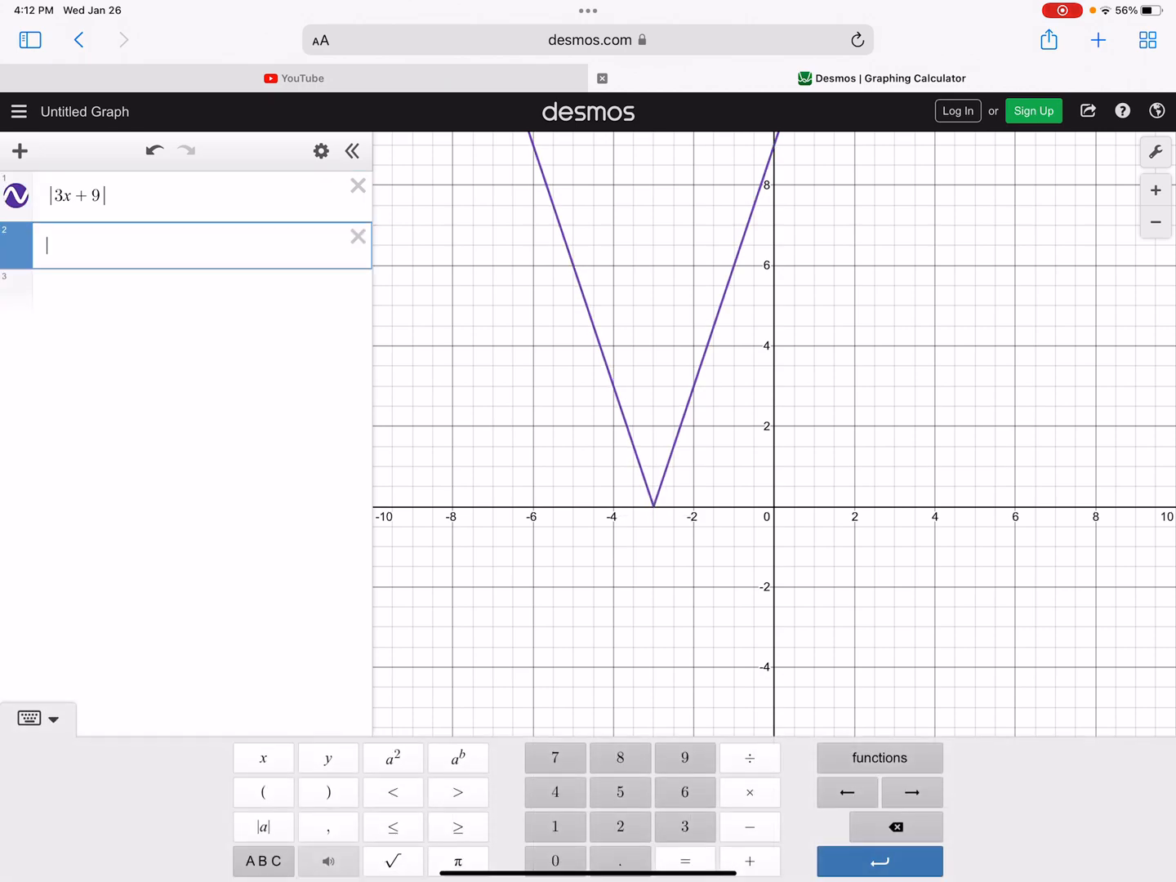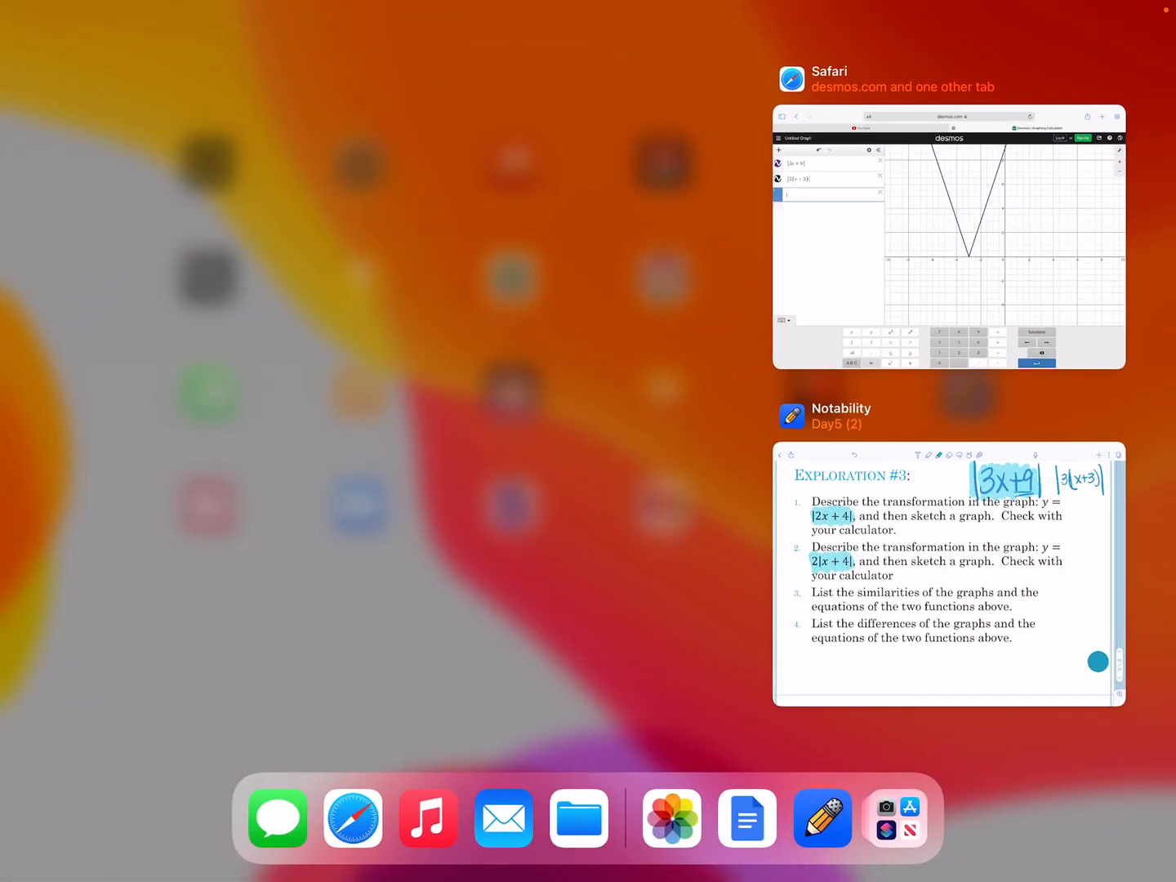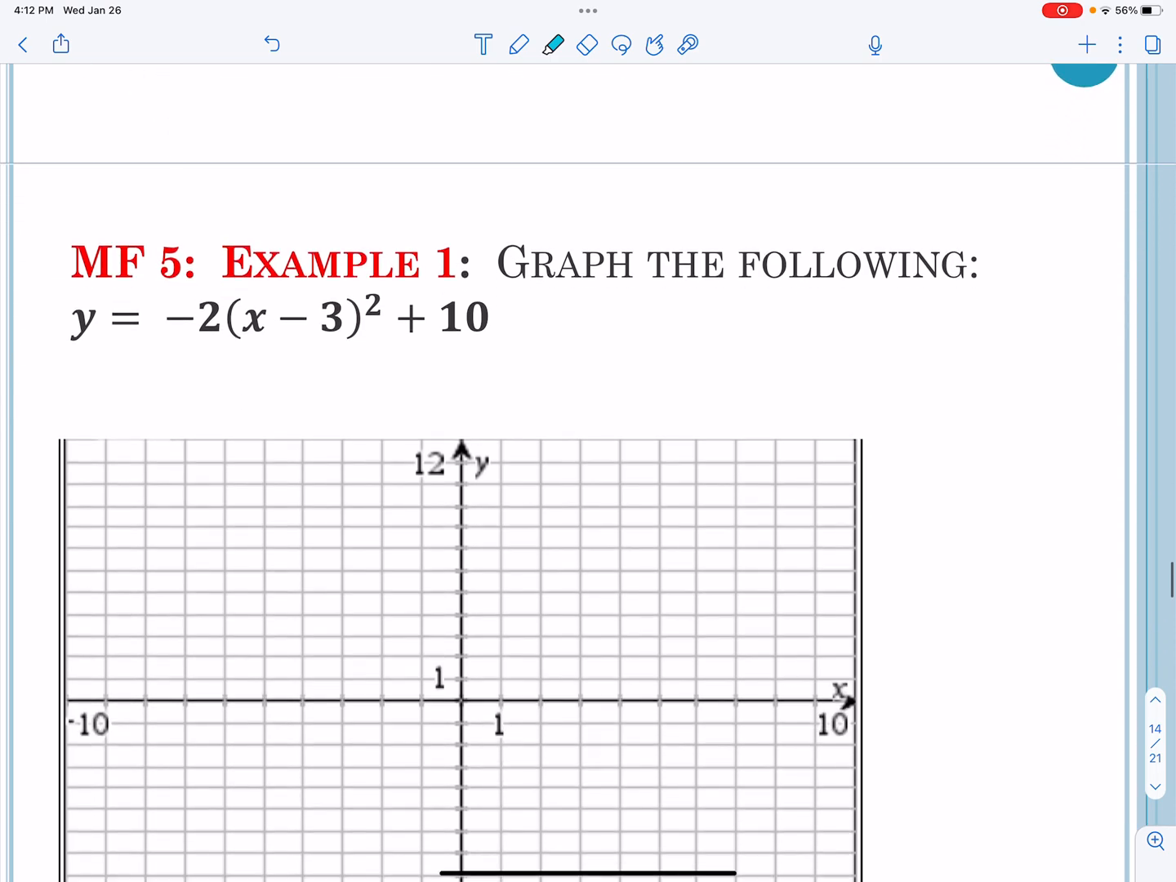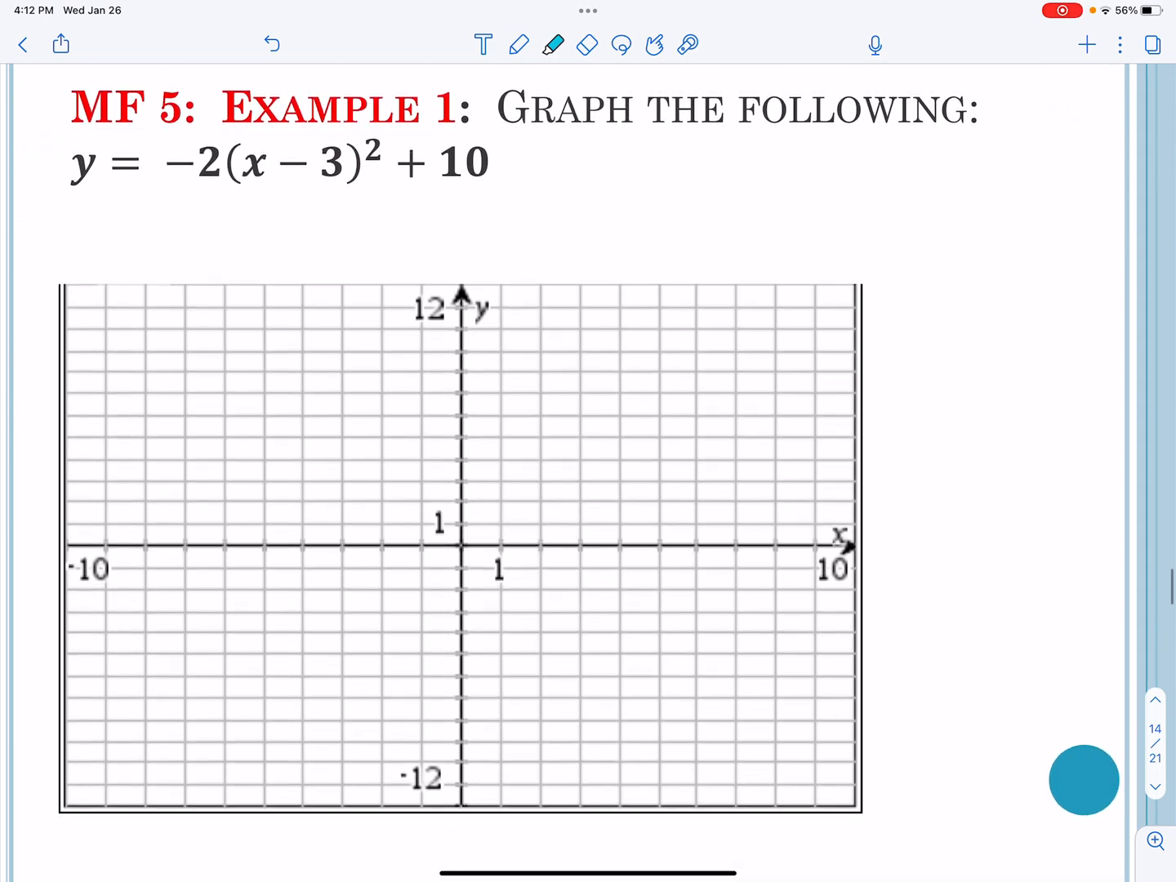That is because if I pull a 3 out, it is going left 3. If I pull a 3 out, it is going left 3. And we just talked about that. I'm not going to do that again. So now go to MF5.